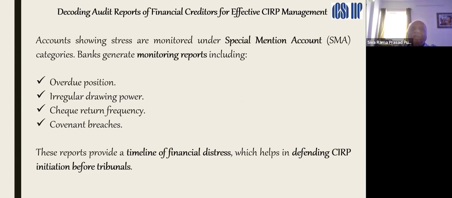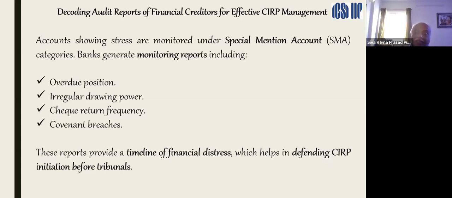Accounts showing stress are monitored under special mention account. Banks are generating monitoring reports, including the overdue position of the account, when the overdue was started, irregularity of the drawing power and when it was started, check return frequency, how many checks the company is presenting, how many checks are bouncing, covenant breaches, what are the sanction terms and conditions, how many are utilized, how many are not utilized.